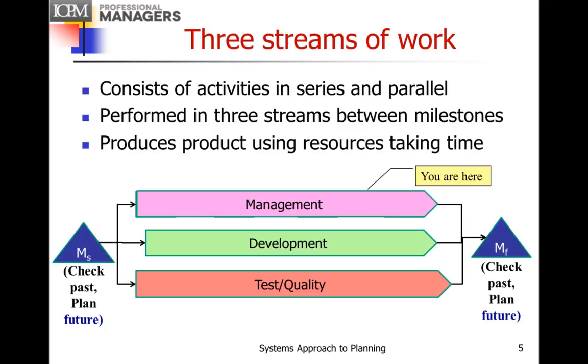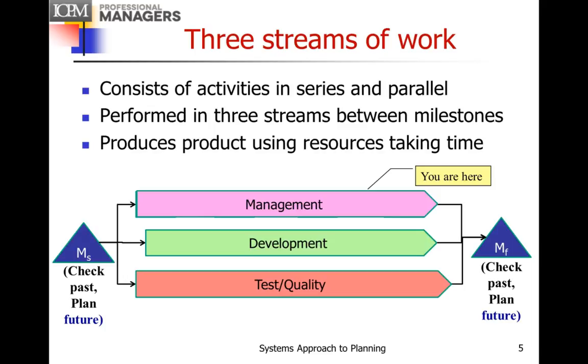3 streams of work. If you think about the work that's done on a project, the work consists of activities in series and parallel, and they are performed in 3 streams between milestones. And each activity produces a product using resources taking time. And we generally show the time in Gantt charts.